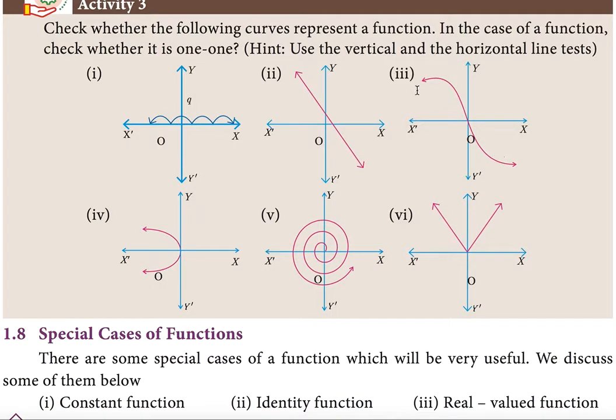This is a function. What about horizontal line? This is bending, right? Somewhere I think you will get two values. So this is not 1 to 1. What about this? This is not a function at all. This is also not a function. This is a function, but this is not 1 to 1.